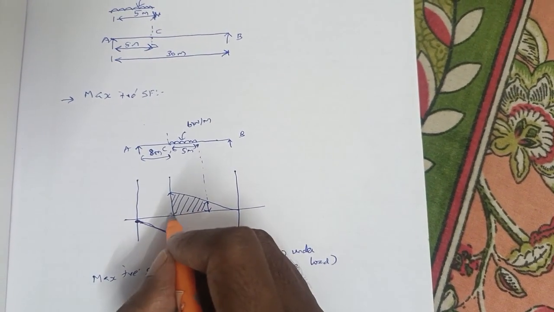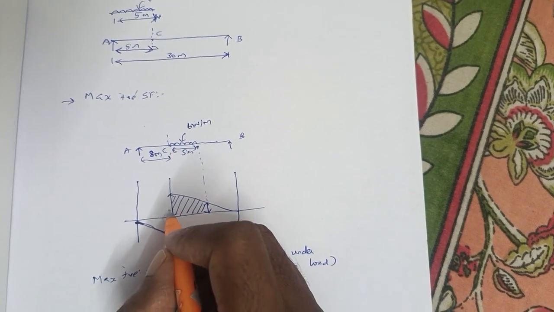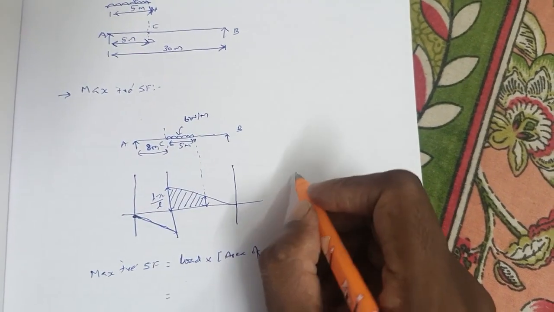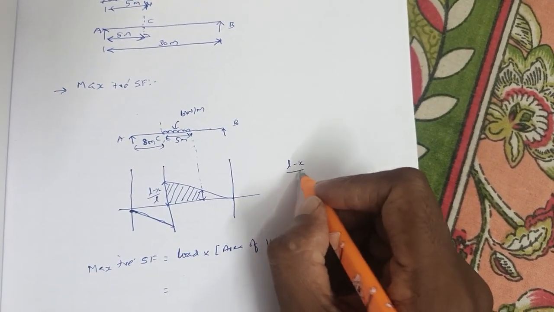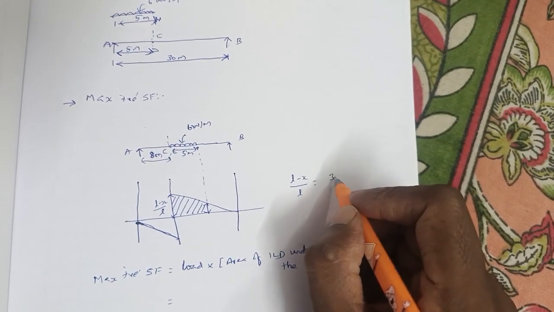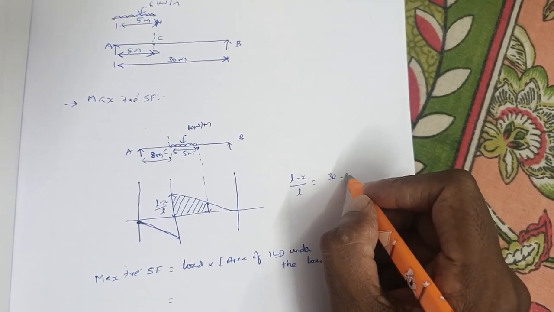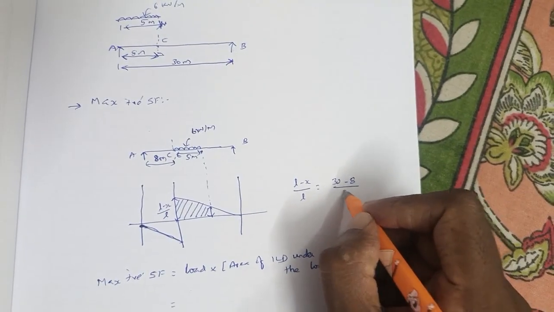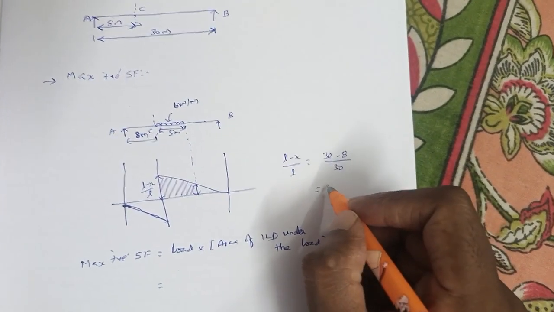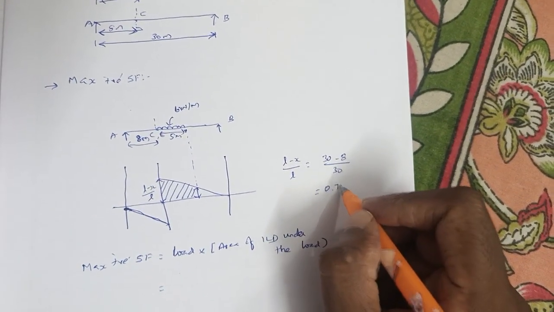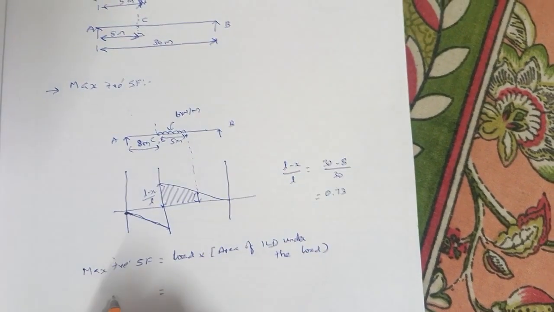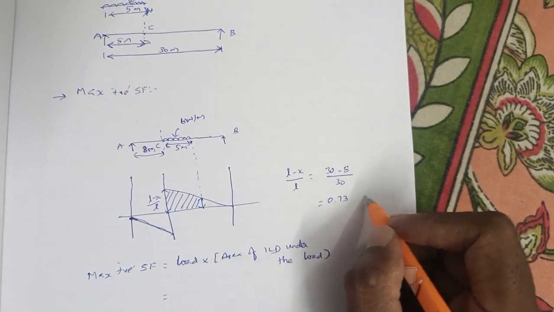This is the maximum ordinate of the positive shear force region, which is (L minus X) by L. L is your total span, which is 30, X is 8 meters and L is again 30. While substituting this, you get 0.73. So this ordinate value is 0.73, which is your A.